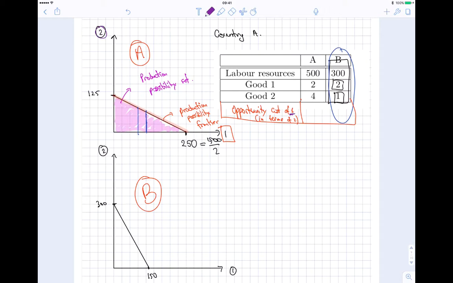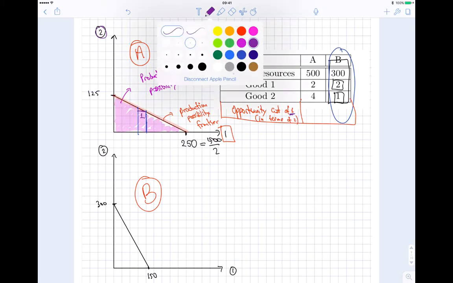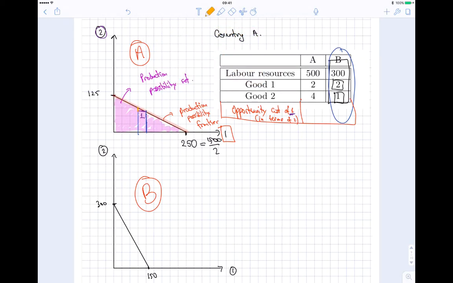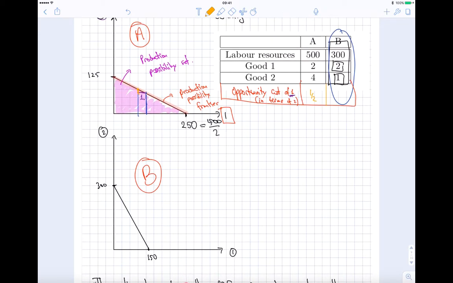So if this is 1, then the slope would simply be the rise. But what's the rise? It's the change in good 2. So that's why the slope will tell us the amount of good 2 that you need to give up for an extra unit of good 1 produced. Okay, so what's the slope here? It's a half. Does this make sense? Of course it makes sense. It's minus a half, isn't it? Yeah, sure. Absolutely, the slope is negative there.